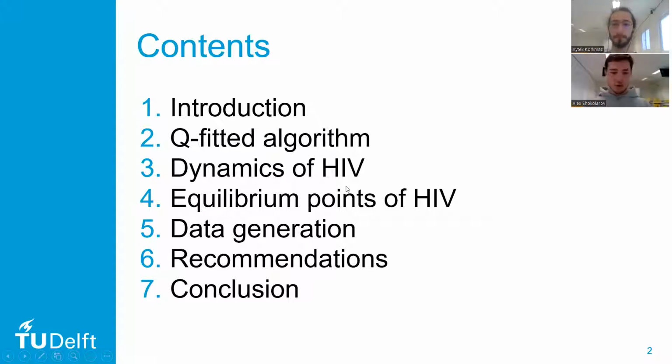A description of a novel algorithm called the Q-fitted algorithm used to generate the optimal medication strategies will be given, along with an overview of the equations that describe the evolution of the HIV virus in the human body and the equilibrium states described by them.